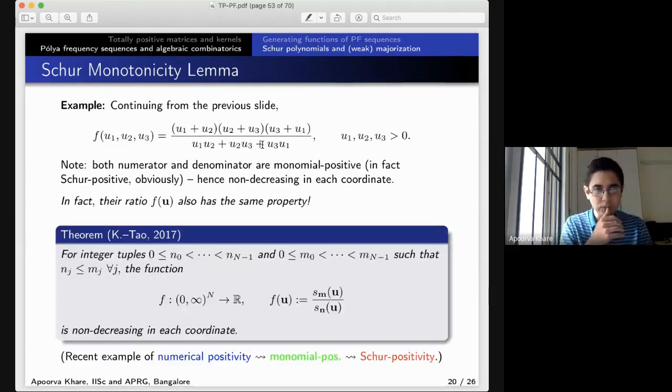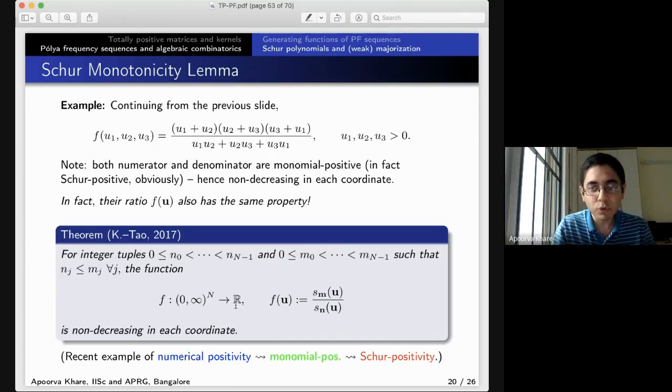So let me tell you a recent result of how numerical positivity upgrades to monomial positivity, upgrades to Schur positivity. That's the result I proved with Terence Tao. So for integer tuples of powers, if you look at the ratio of these two determinants, of these two Schur polynomials, equivalently, you can look at the ratio of those two generalized Vandermonde matrices.